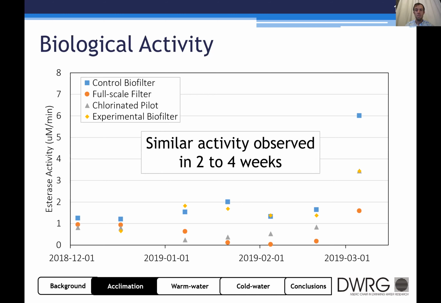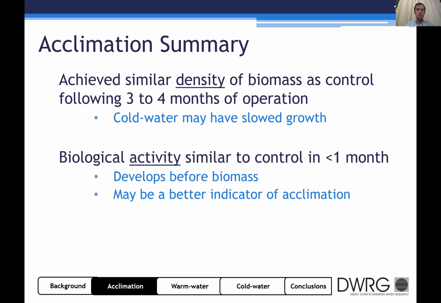And what was interesting here is that we saw similar activity to the control biofilter within about 2 to 4 weeks. So despite the fact that the biomass concentration was much less, the biological function, or the ability to biodegrade this enzyme substrate, was equivalent to the control and greater than those filters which received chlorine, in a fraction of the time that biomass would tell you it took to acclimate.